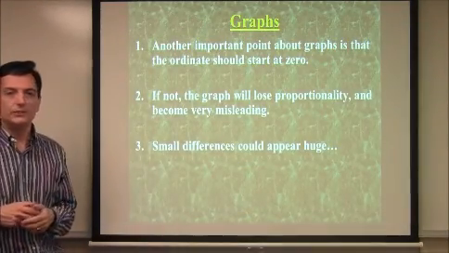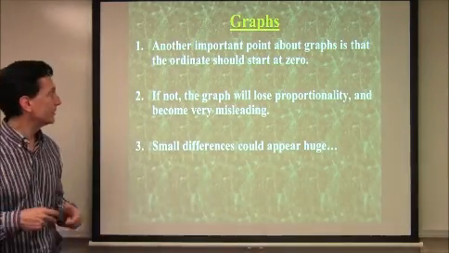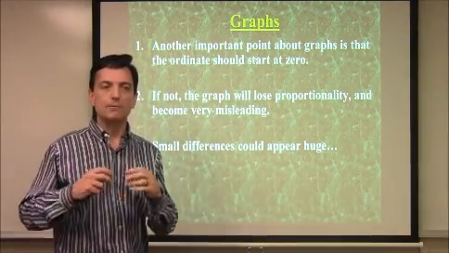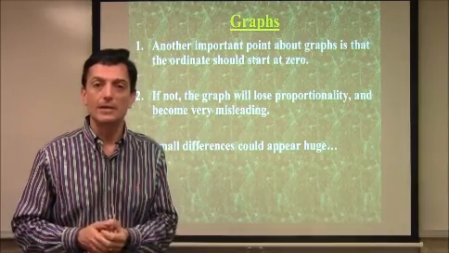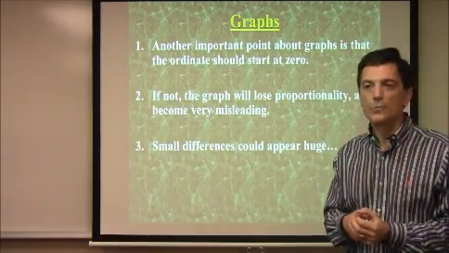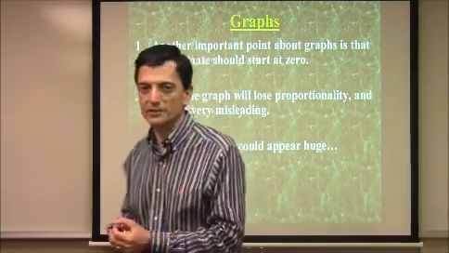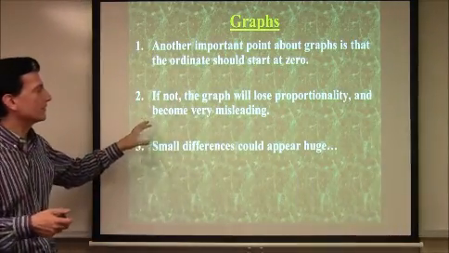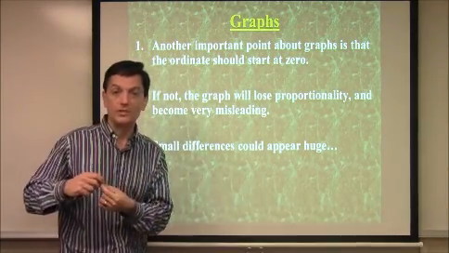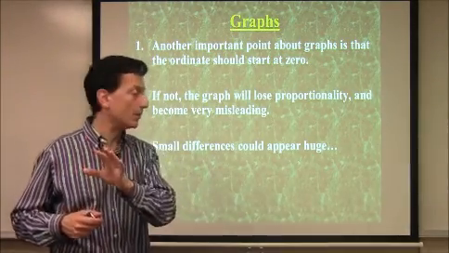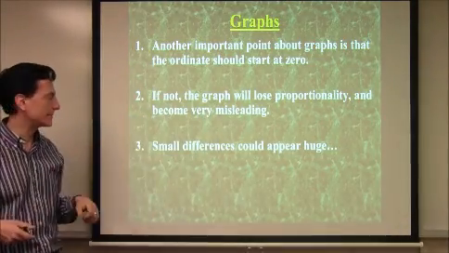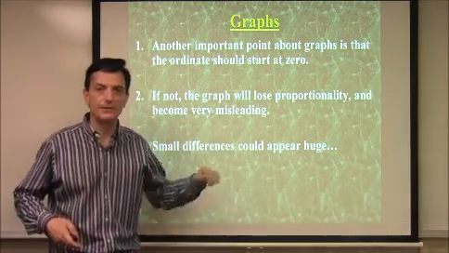Okay, another important feature about graphs is that the graphs should always start at 0 if we want to retain some kind of proportionality in the data that we're showing. And you might harken back to our earlier conversations on ratio scales versus interval scales on this point. So it's really important that we have in the lower left-hand corner of our graph where the ordinate is starting, we start out with a 0, at least in most cases. If not, the graph will lose proportionality and become a little bit misleading. Small differences could appear huge.